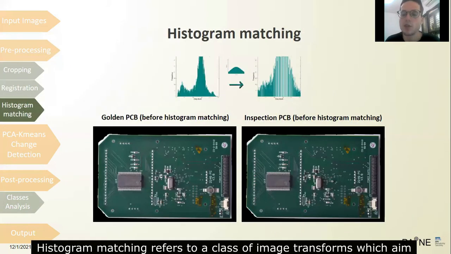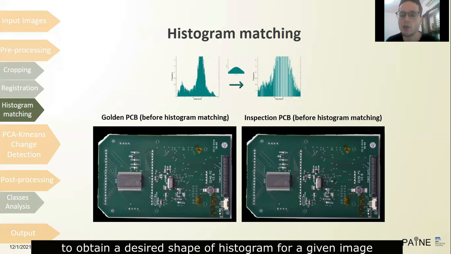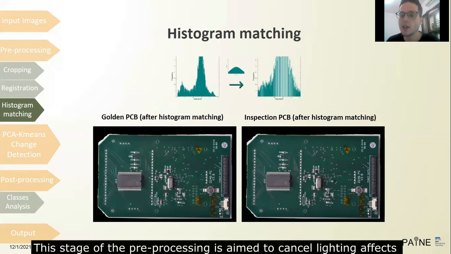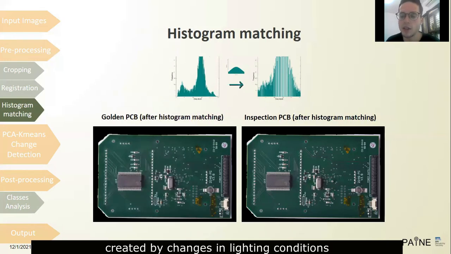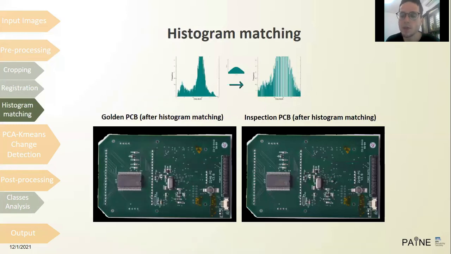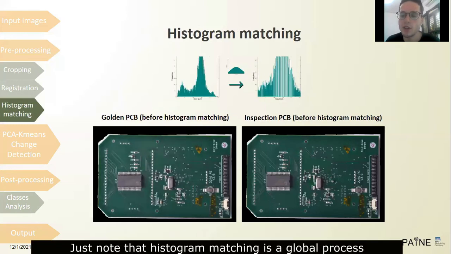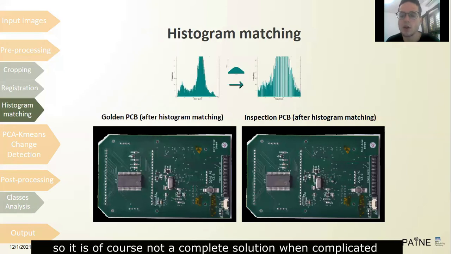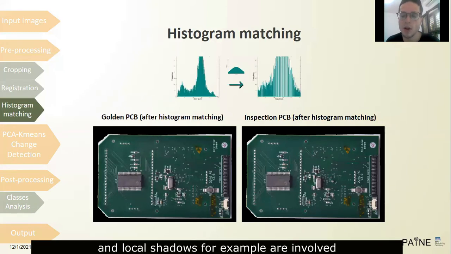Histogram matching refers to a class of image transforms which aim to obtain a desired shape of histogram for a given image. This stage of the pre-processing is aimed to cancel lighting effects created by changes in lighting conditions. In this stage, we match both images' histograms. Just note that histogram matching is a global process, so it is of course not a complete solution when complicated and local shadows, for example, are involved.